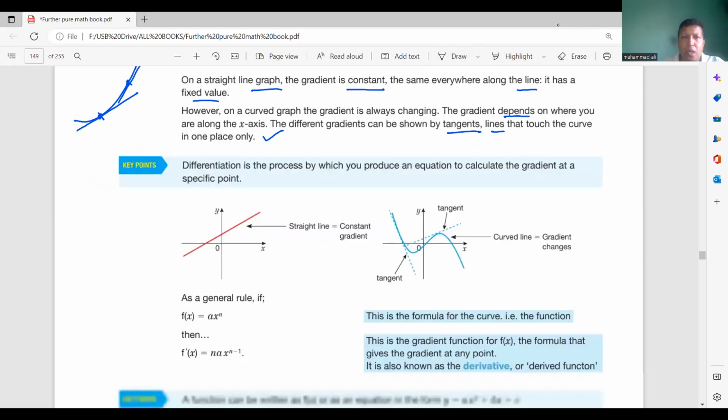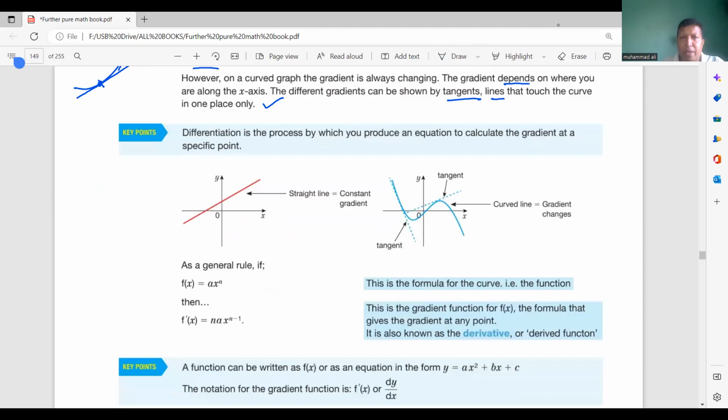Now see, differentiation is the process by which you produce an equation to calculate the gradient at a specific point. This information is very important for us.